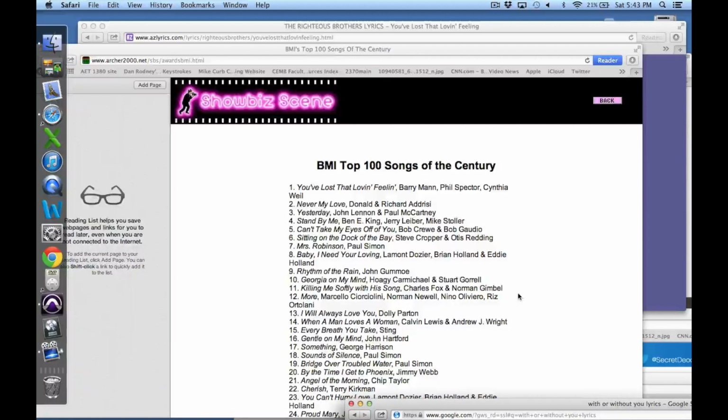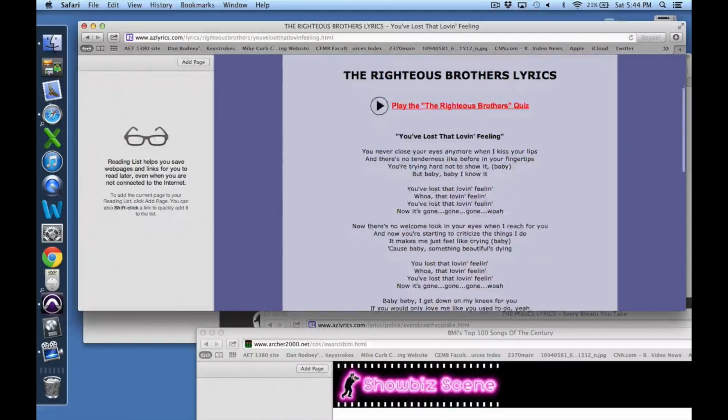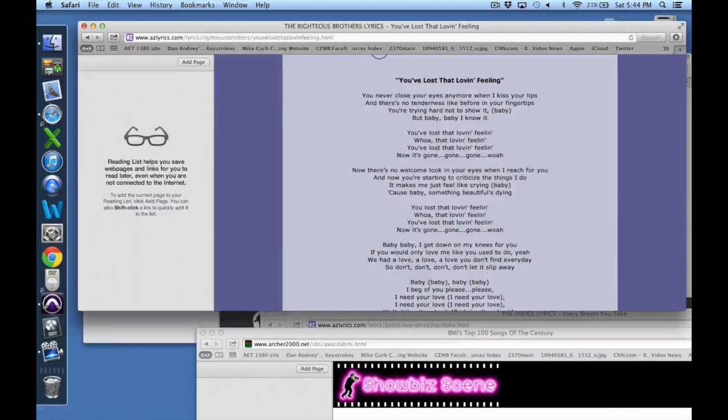The number one song played in the 20th century on radio and performing rights is "You've Lost That Loving Feeling" by Barry Mann, Phil Spector, and Cynthia Weil. So I went ahead and pulled up some of these lyrics, and I just want to show you what I'm talking about with repetition. Before we get into that, I want you to pay attention to the tense also as we're going along of some of these songs.